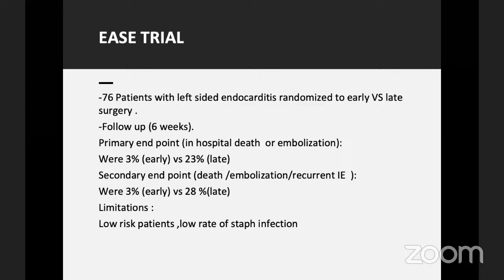The secondary endpoint in the ACE trial was death, embolization, and recurrent infective endocarditis. It was superior for early intervention, at 3% in early intervention and 23% in late intervention. A limitation of this study is that most of the patients were low risk, with a low rate of staph infection.